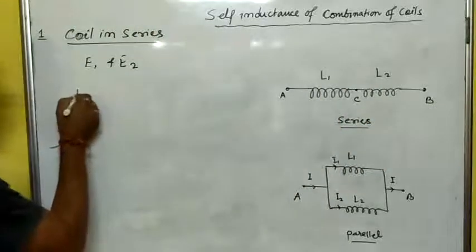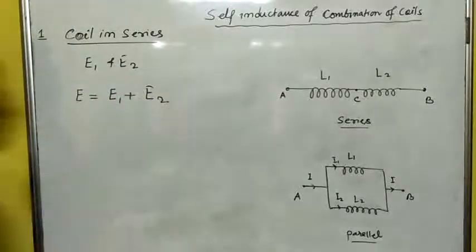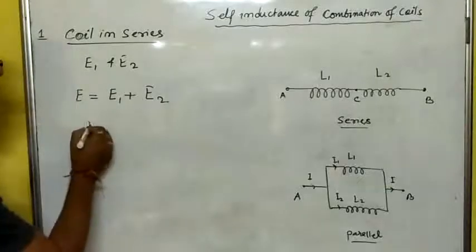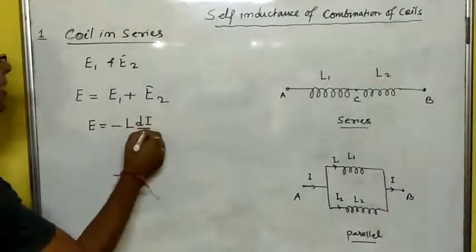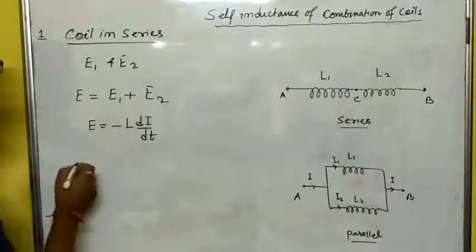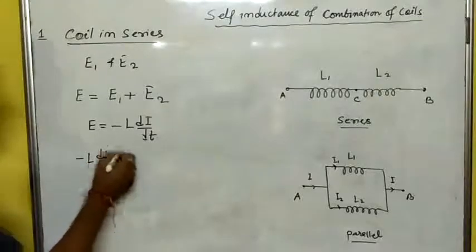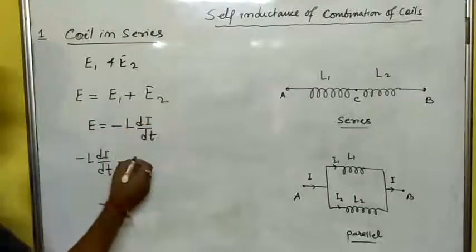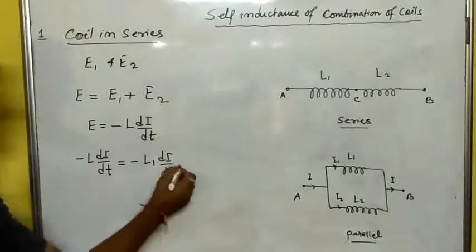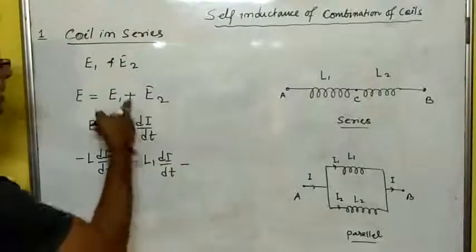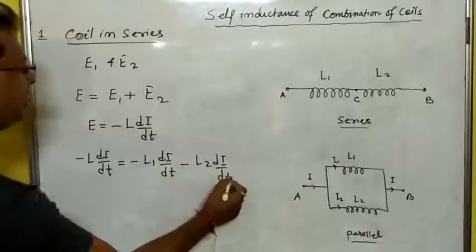So the total potential difference E equals E1 plus E2. You can write it like this. But we know that induced EMF E is equal to minus L into di by dt. So we can write that minus L into di by dt is equal to E1 plus E2. For E1 and E2, we can write minus L1 di by dt plus minus L2 into di by dt. So you can write like this.